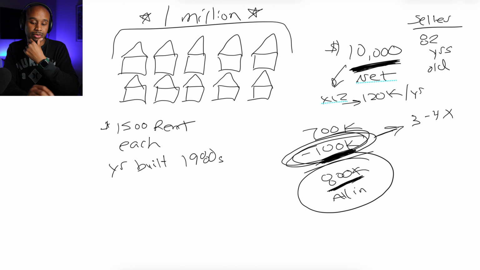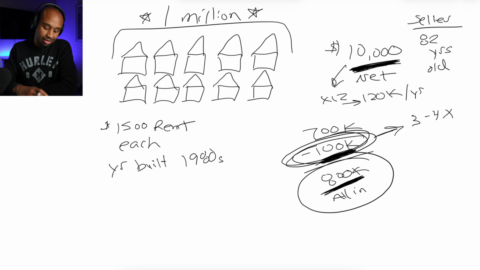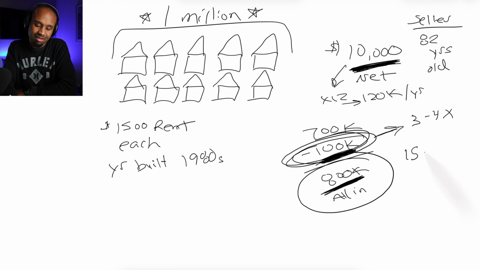So, I mean, that's a pretty nice return on this cash here. What is that? It's over 10%. Let's see what this is. 800 grand. That's a 15% return. It's nice.